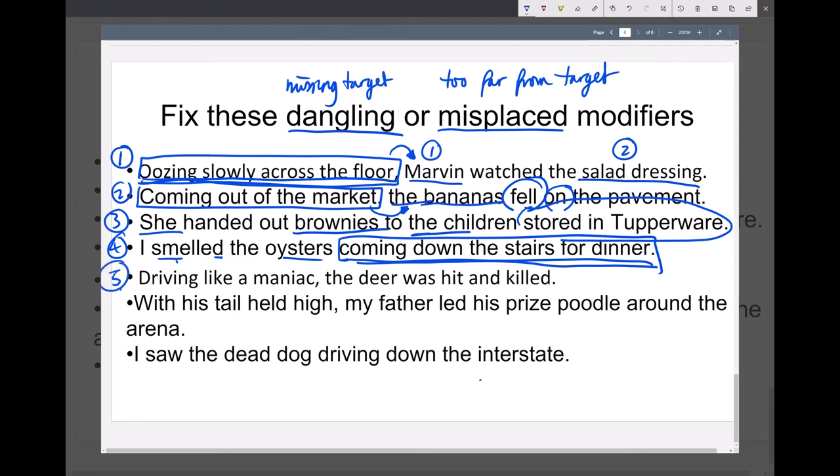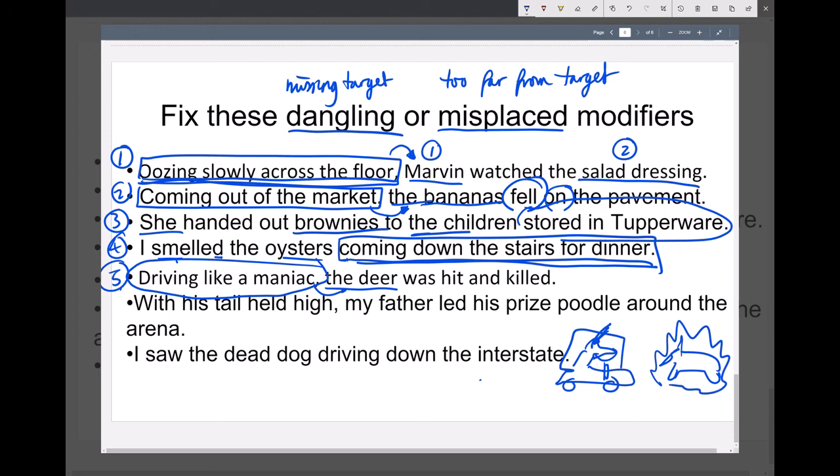Driving like a maniac, the deer was hit and killed. Again, the modifier is driving like a maniac, and it looks like the deer this time. Again, I can't really draw deer. The deer is driving. Uh-oh. Watch out. But instead, it is the deer that got hit and killed. So, this sentence really doesn't make sense because how can the deer drive and get hit at the same time? So we're missing the target here, which is some driver.